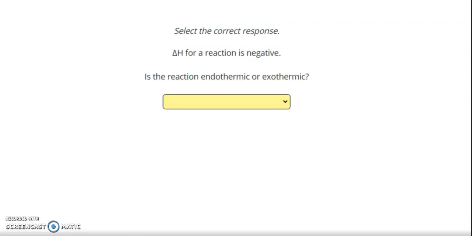And the last question in this problem set of examples says delta H for the reaction is negative. Is it exo or endo or exothermic? Well, if delta H is negative, that means there's less energy at the end. That means energy exited. So that means this is exothermic.